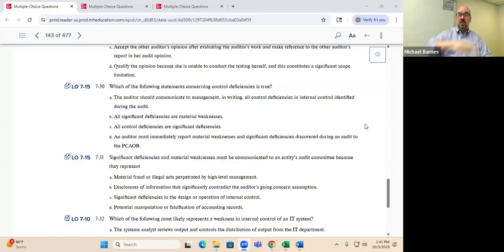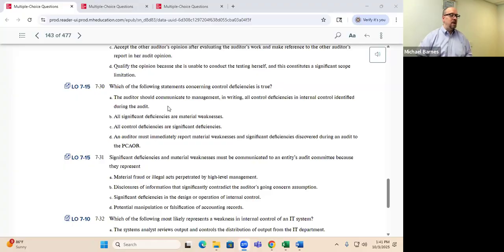It's like control deficiencies is the big oval, significant deficiencies is kind of this middle oval, and the material weakness is the small oval. So yeah, doesn't work out. Same thing is true for significant deficiencies. All material weaknesses may be significant deficiencies, but not all significant deficiencies are material weaknesses. That leaves us at A.